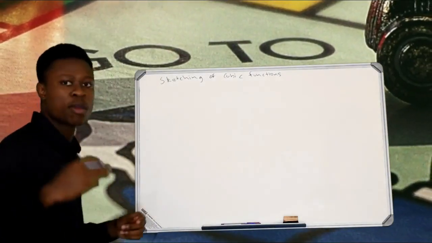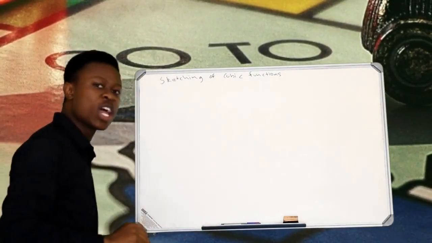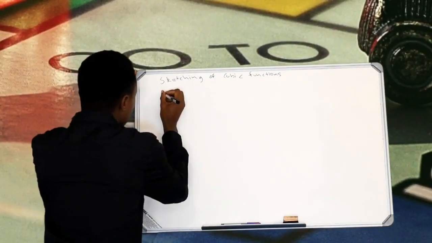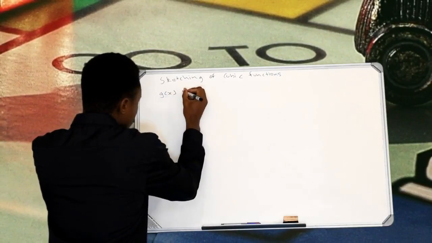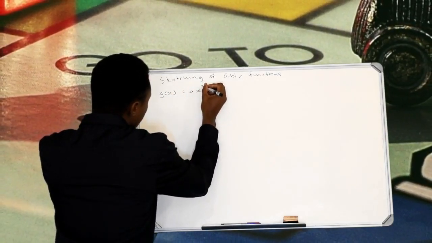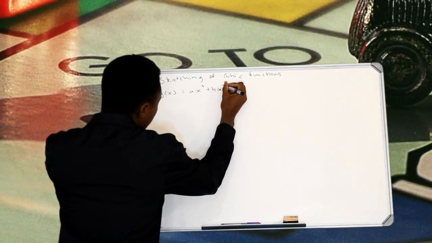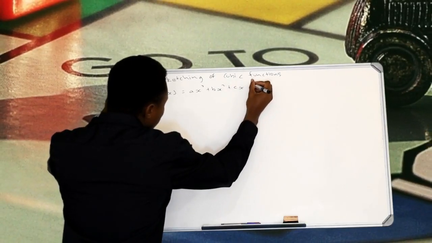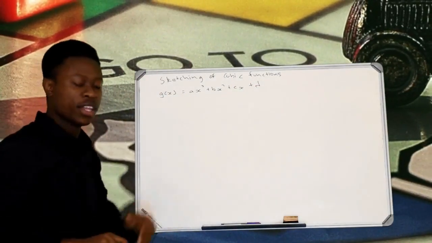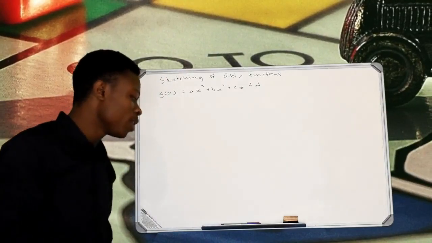So today let's look at the general formula for cubic functions, so that you have this embedded at the back of your memory. You should have an idea of it. So g of x is equal to a x cubed plus b x squared plus c x plus d. This is the general formula.